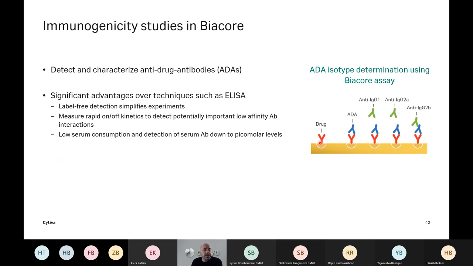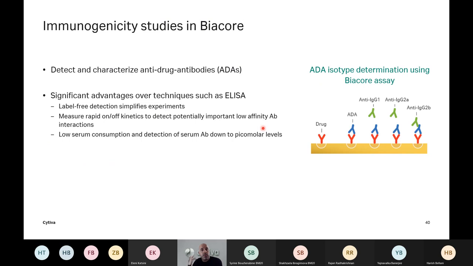There are some significant advantages of using Biacore over other techniques such as ELISA. Being label-free detection, this simplifies experiments. We can measure rapid on-off kinetics to detect potentially important low affinity antibody interactions. That is very important because the first antibodies that we generate normally against a molecule are low affinity antibodies, and it's very important to detect these antibodies in sera samples, in plasma samples of immunized or vaccinated subjects.